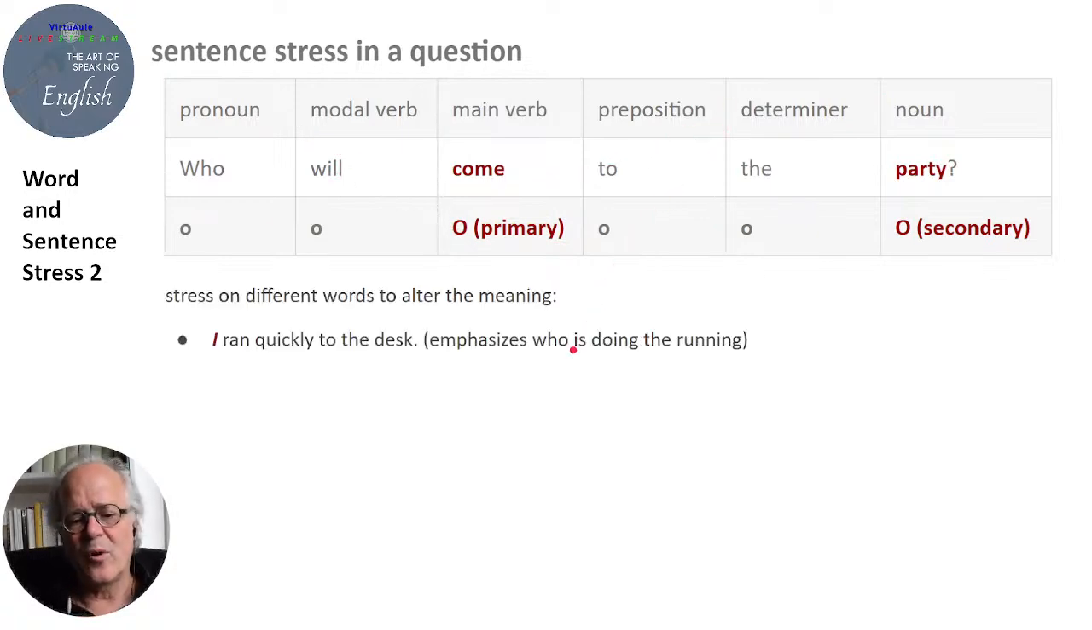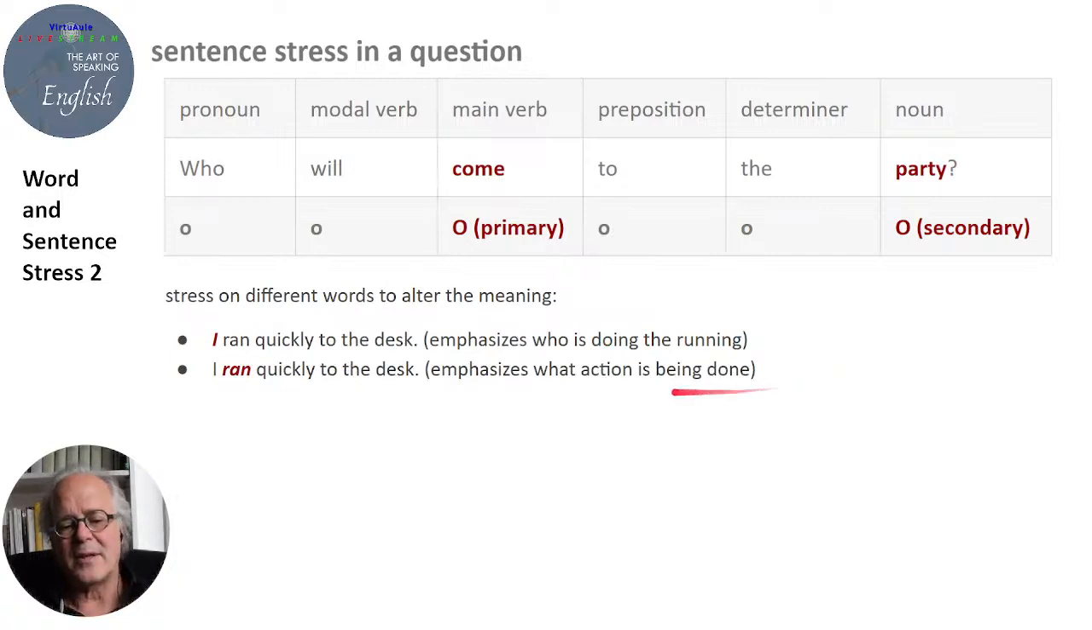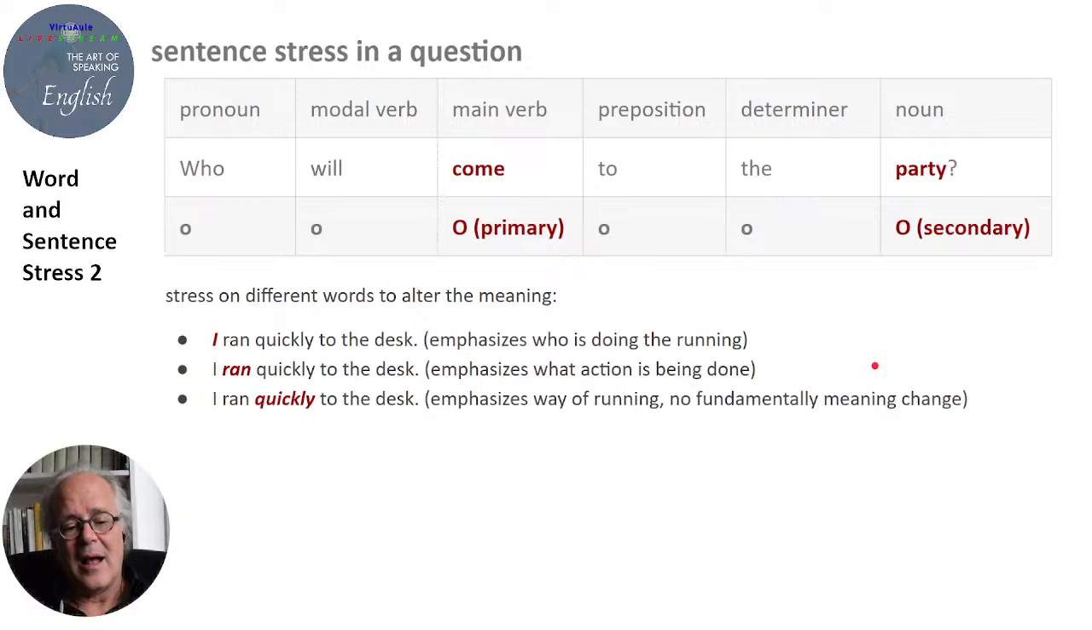Stress on different words to alter the meaning. Okay, let's look at this. I ran quickly to the desk. This emphasizes who is doing the running. I ran quickly to the desk. This emphasizes what action is being done. I ran quickly to the desk. This emphasizes the way of running.